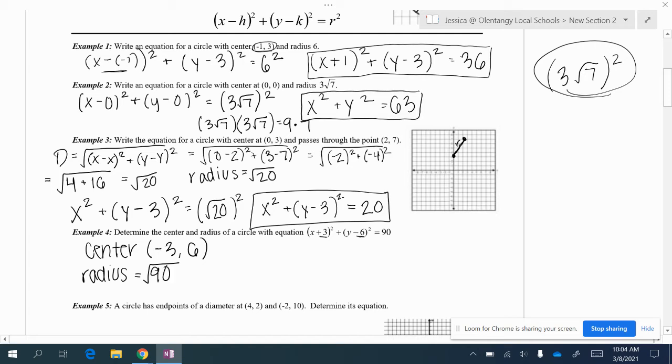And then our radius, you're taking whatever it's equal to and taking the square root. So it's the square root of 90, which can be simplified, because we have talked about simplifying radicals before. You're looking for the highest perfect square that goes into that, which I can see automatically is 9. Square root of 9 is 3, so it's going to be 3 square root of 10. So my center here is negative 3, 6, with my radius of 3 square root of 10.